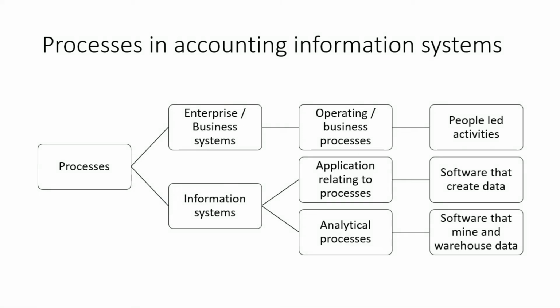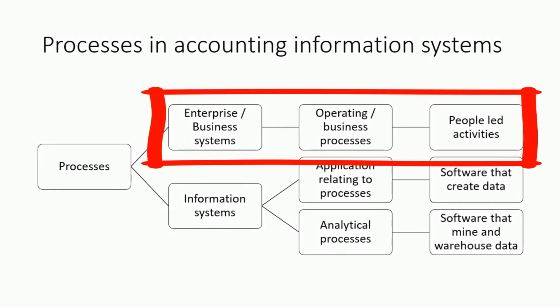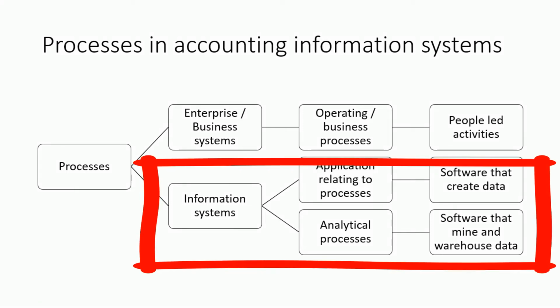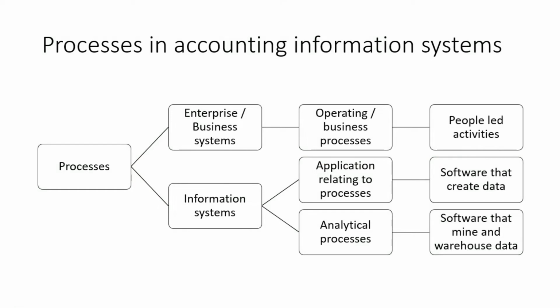If you take enterprise or business systems, those systems are supported by operating or business processes. They are primarily led by staff or people. Then there are information systems. There are two types of processes: application processes and analytical processes.